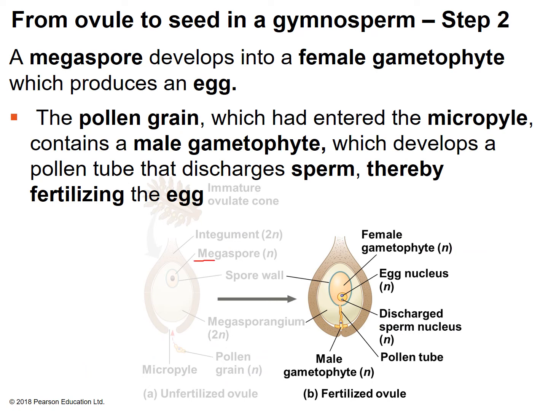A megaspore develops into the female gametophyte, which produces the female gamete, the egg. The pollen grain, which had entered the micropyle, contains a male gametophyte, which develops a pollen tube that discharges sperm, thereby fertilizing the egg.